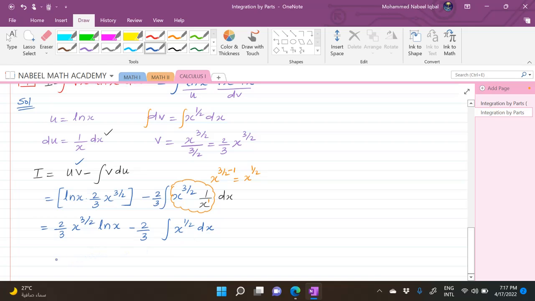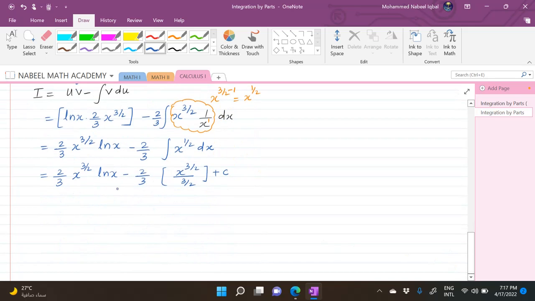Now when you integrate this one, 2 over 3 x to the power 3 over 2 into ln x minus 2 over 3. So the integration is x to the power 3 over 2 over 3 over 2, plus the integration constant c. And at the final step, you have to simplify this one, the fraction 2 over 3 x to the power 3 over 2.